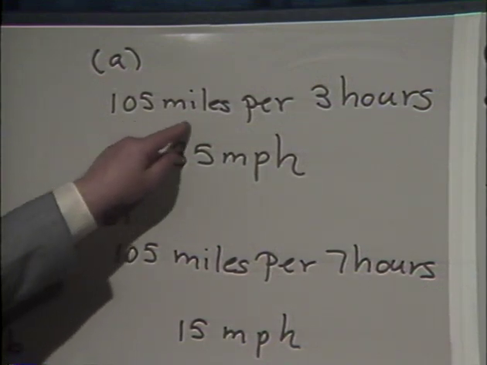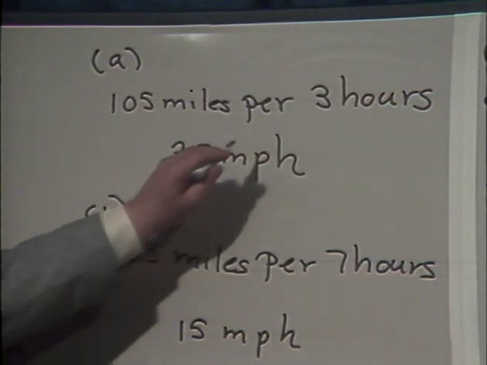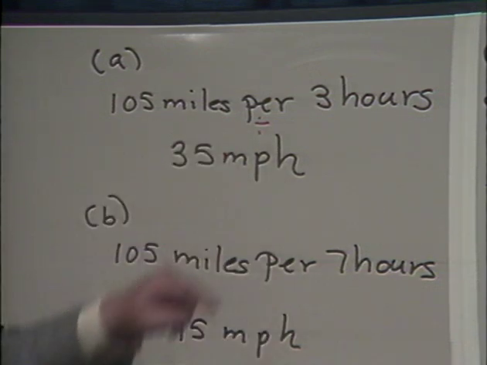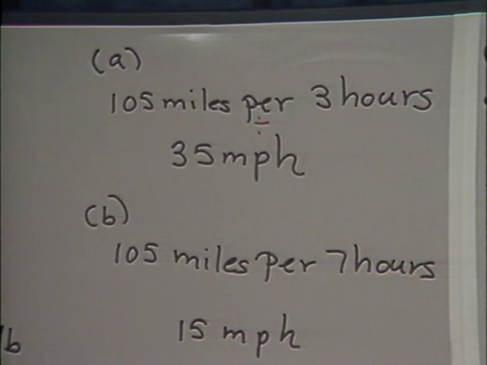You go 105 miles per 3 hours. Per means divided by. That hasn't changed. So 105 divided by 3 is 35. The label is miles per hour. So your average speed is 35 miles per hour. And all that means is that if you had gone at the same speed of 35 miles per hour, in 3 hours you would have gone the 105 miles.